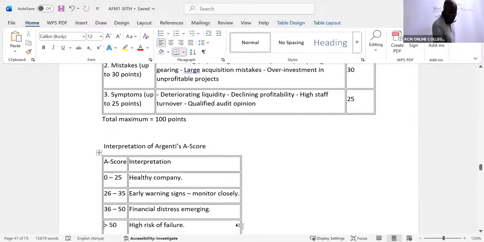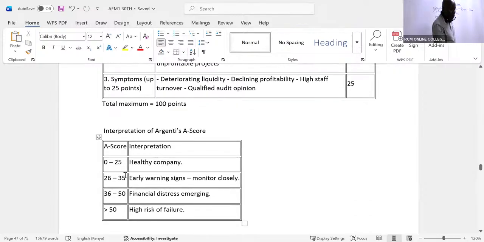So interpretation, ladies and gentlemen: if you scored your company and your A-score is between 0 to 25, then the company is very healthy. 26 to 35, early warning signs, monitor closely. 36 to 50, financial distress is emerging. More than 50, high risk of what here? That's a failed organization. So I don't want you to go into all those issues, ladies and gentlemen.